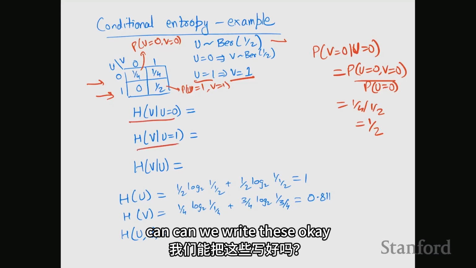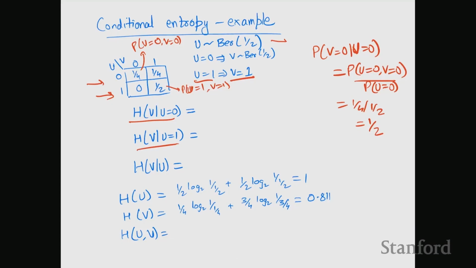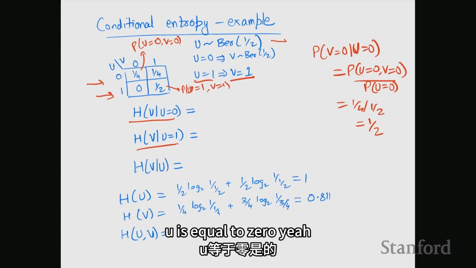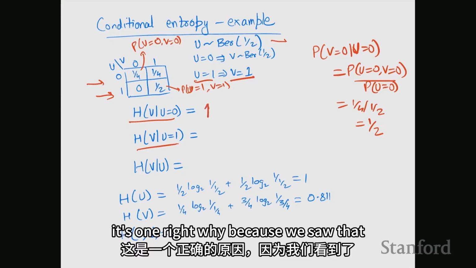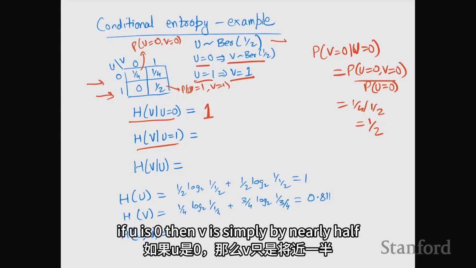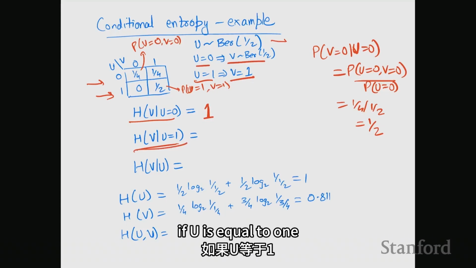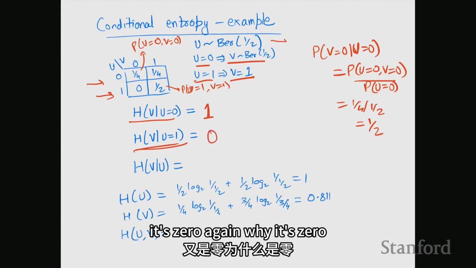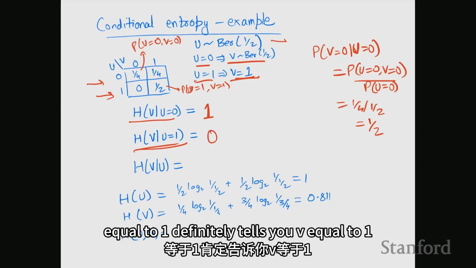Can we try these? Okay, so what is the entropy in V given that U is equal to 0? Yeah, entropy in V given that U equal to 0. It's 1, right? Why? Because we saw that if U is 0, then V is simply Bernoulli half. So that has entropy 1. What about this guy? Entropy in V if U is equal to 1. It's 0 again. Why is it 0? Because this is deterministic. Knowing U equal to 1 definitely tells you V equal to 1.